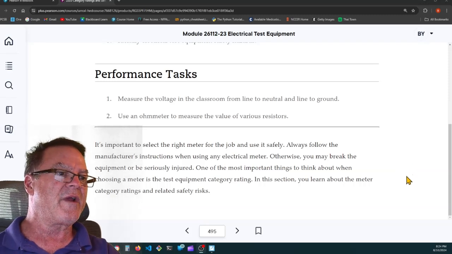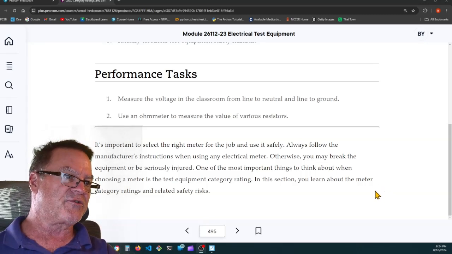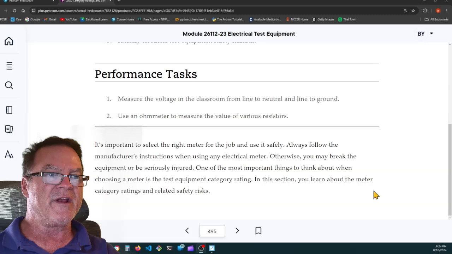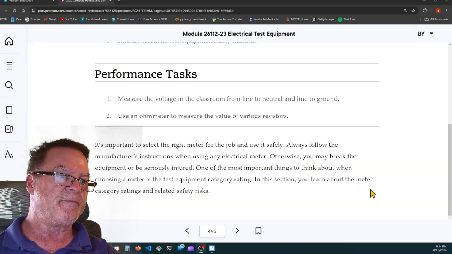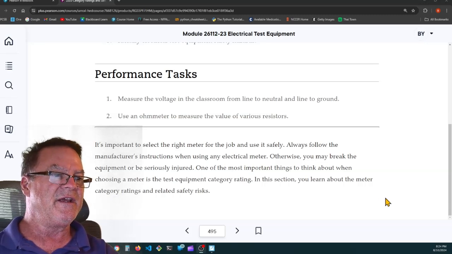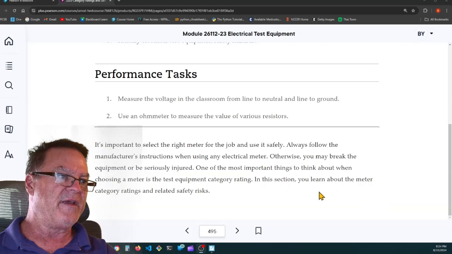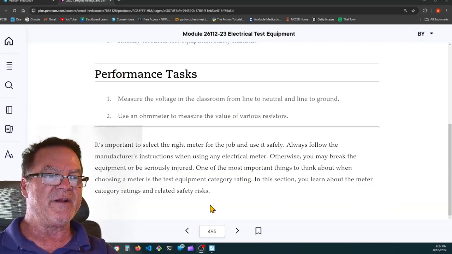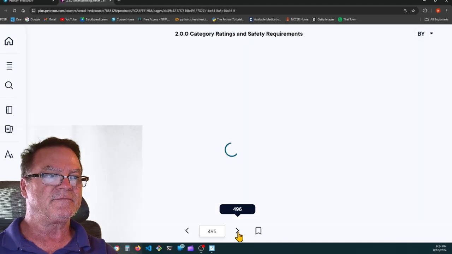It's important to select the right meter for the job and use it safely. Always follow the manufacturer's instructions when using any electrical meter. Otherwise, you may break the equipment or be seriously injured. One of the most important things to think about when choosing a meter is the test equipment category rating. In this section, you'll learn about the meter category ratings and related safety risks.